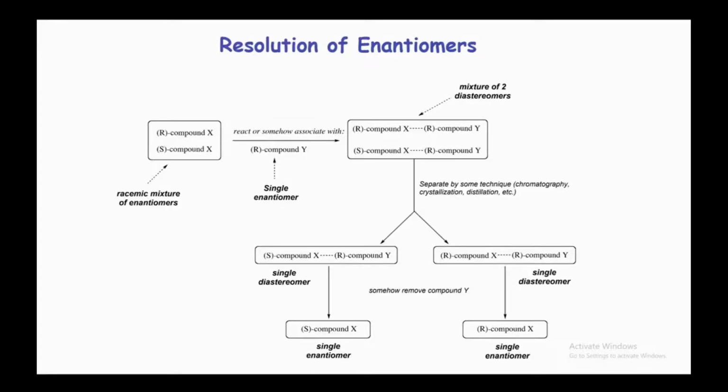Now the next question is how we can resolve these enantiomers. If we have a racemic mixture of enantiomers, say for example R compound X and S compound X, both are present in 50-50%. Now what we will do, we will react or somehow associate it with R compound Y, a single enantiomer. Then we will have R compound X, R compound Y, and S compound X, R compound Y. A mixture of diastereomers, because RR then SR. Converting the racemic mixture first into diastereomers is the first step.